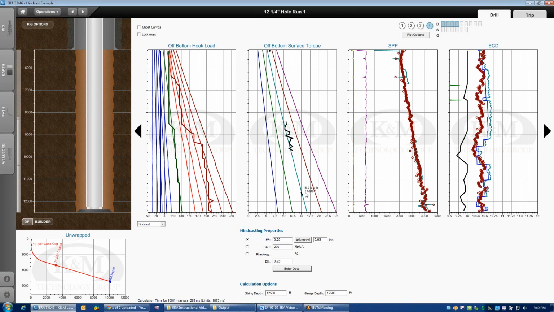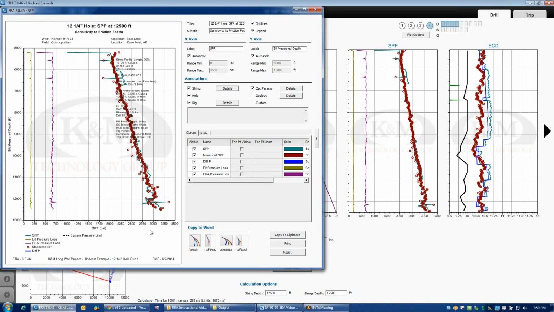Pump pressure, if we pull up this plot so you can see the legend, you'll notice that I've got theoretical pump pressure in teal, and then I've got actual measured pump pressure in little brown circles. And it looks like the model's matching up really well. Back calculated BHA pressure and back calculated bit pressure are in gold and purple.